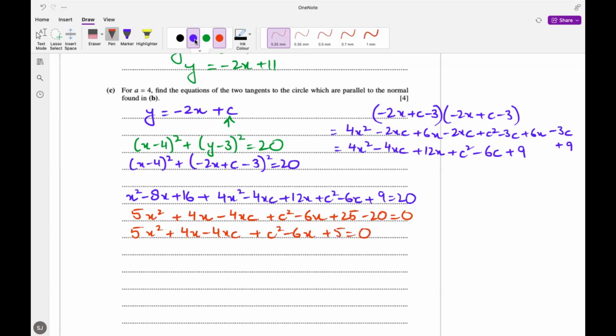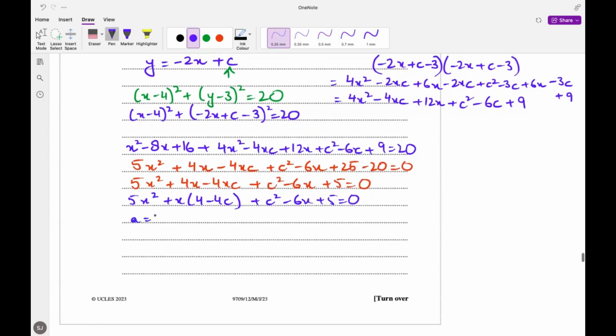So now, before applying b squared minus 4ac, we'll take the x common over here to get (4 - 4c), and this will be plus c squared minus 6c plus 5 equals 0. So we'll have a equals 5, b equals 4 minus 4c, and c equals c squared minus 6c plus 5. So this is a c, not an x up here. Now applying b squared minus 4ac, this will become (4 - 4c) whole squared minus 4 into 5 into (c squared minus 6c plus 5) equals 0.